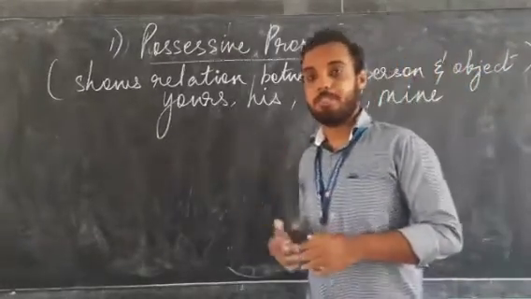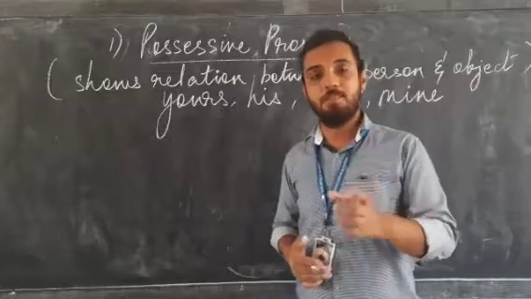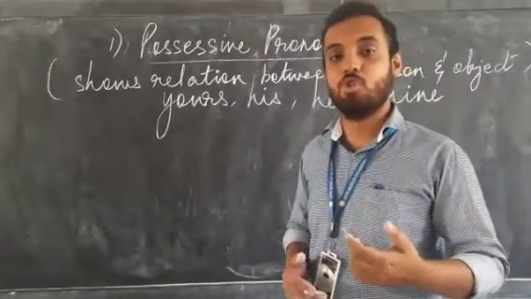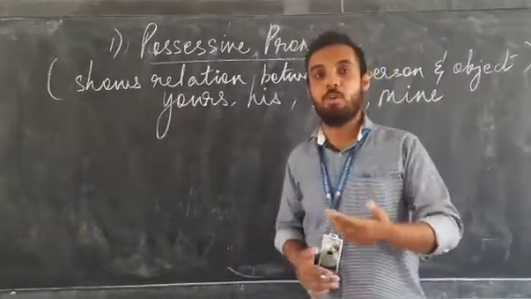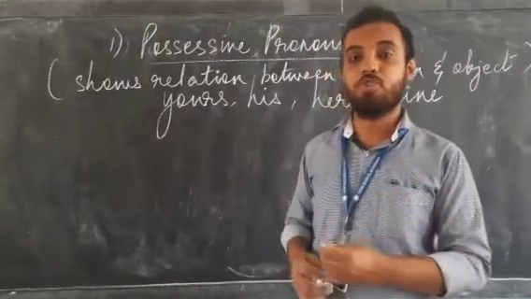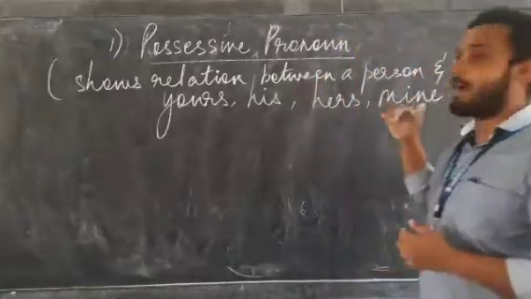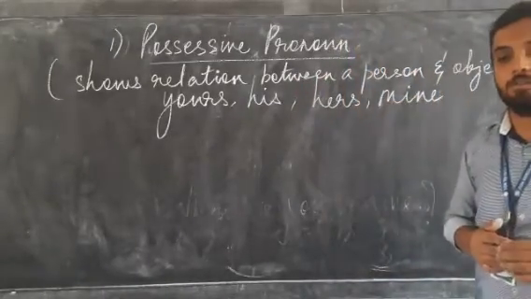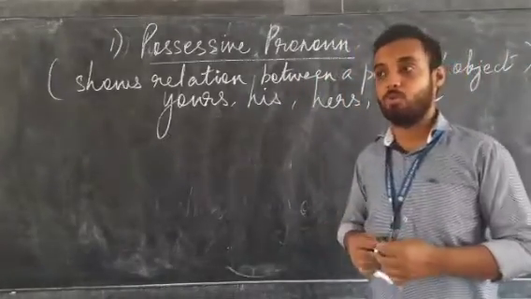Now, what is a possessive pronoun? A possessive pronoun is a word that simply shows to whom an object belongs. Okay? It shows us the relation between the person and the object. To whom it belongs.